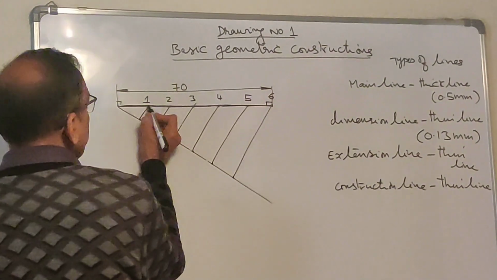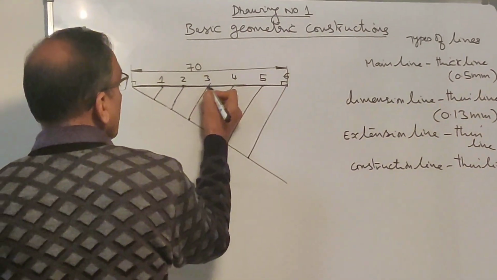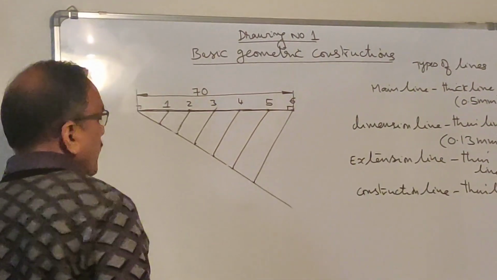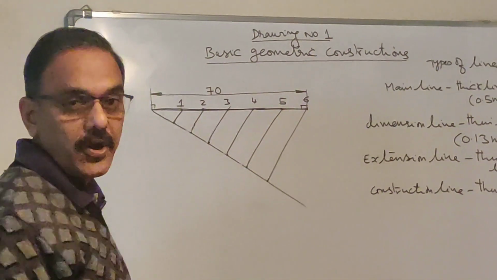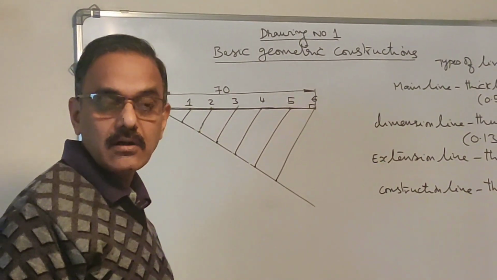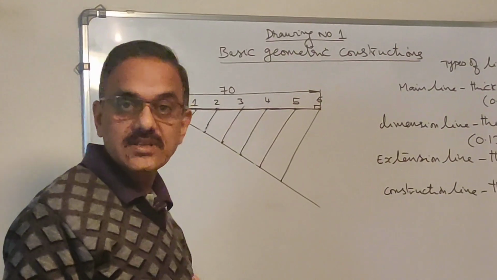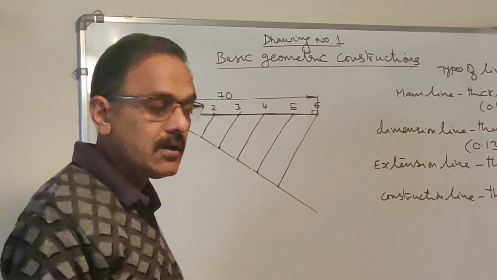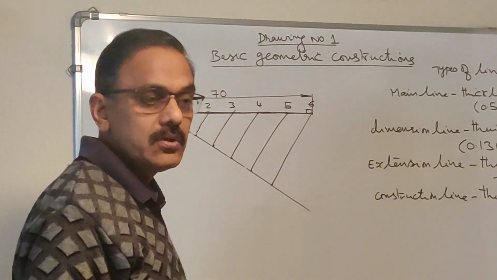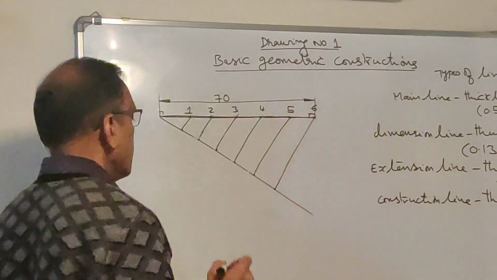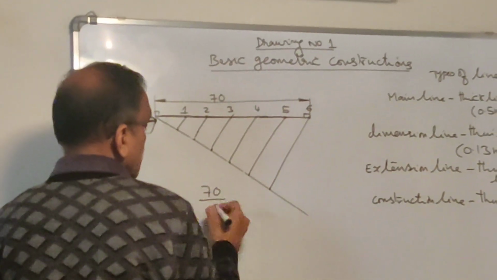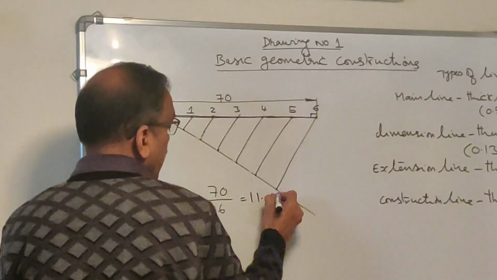Now, when you use your software, you can measure the distance between these 2 points. Okay. So you have a command there to measure. You have what is called distance between. You can use that command and measure the distance between 2 points. That will come to 11.67. This distance 70 by 6 is approximately 11.67.